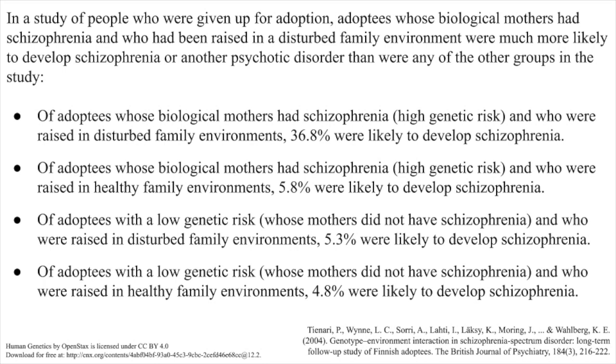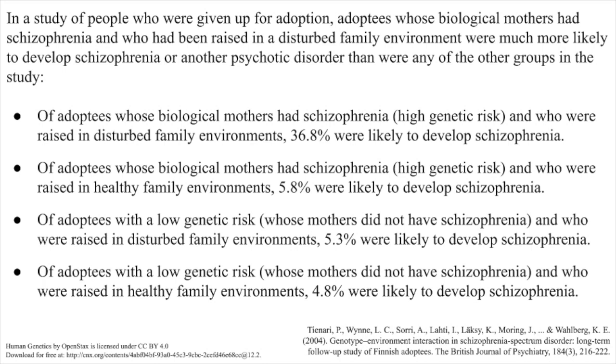Of adoptees whose biological mothers had schizophrenia, high genetic risk, and who were raised in healthy family environments, 5.8% were likely to develop schizophrenia. Of adoptees with a low genetic risk, whose mothers did not have schizophrenia, and who were raised in healthy family environments, 4.8% were likely to develop schizophrenia.